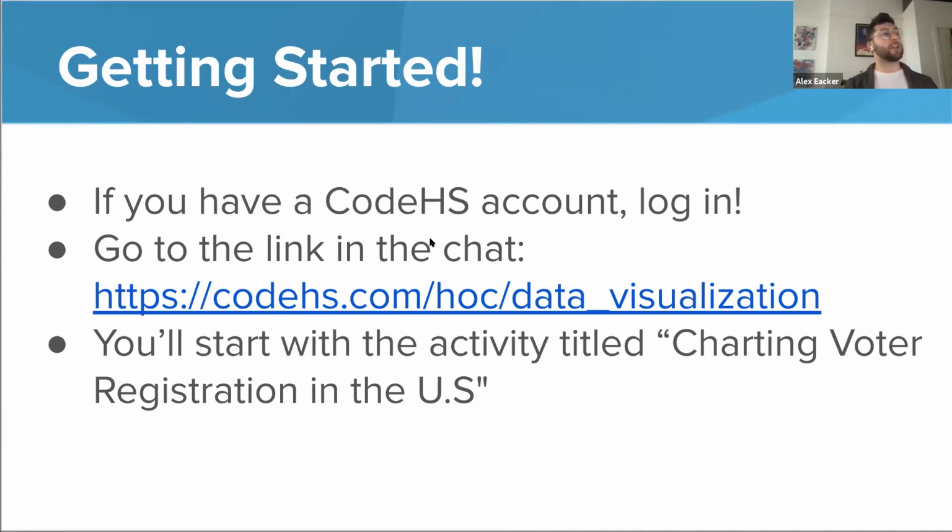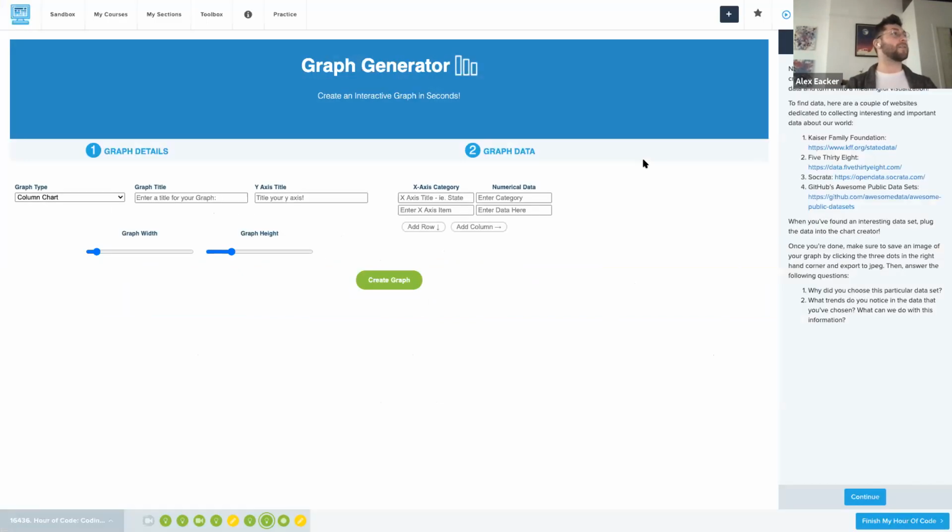And so if you're not logged in, you can go to this URL of codehs.com/hoc/data_visualization. We also have a link that you can go to directly, and I'm posting this in the chat. This link is going to take you directly to the exercise that you're going to be working on. So this link here is going to take you to the correct playlist. But you're going to want to go to this activity titled Charting Voter Registration in the United States. So I've posted the link in the chat, and Ebony has as well. Thank you. And so if you go to that link, it should take you to this page, right?